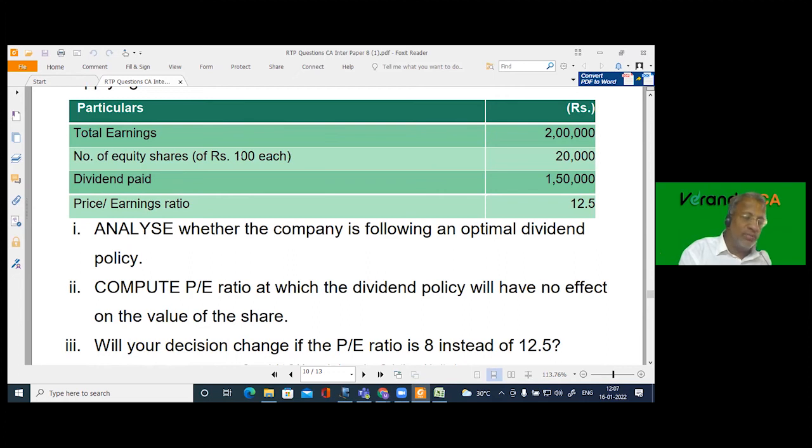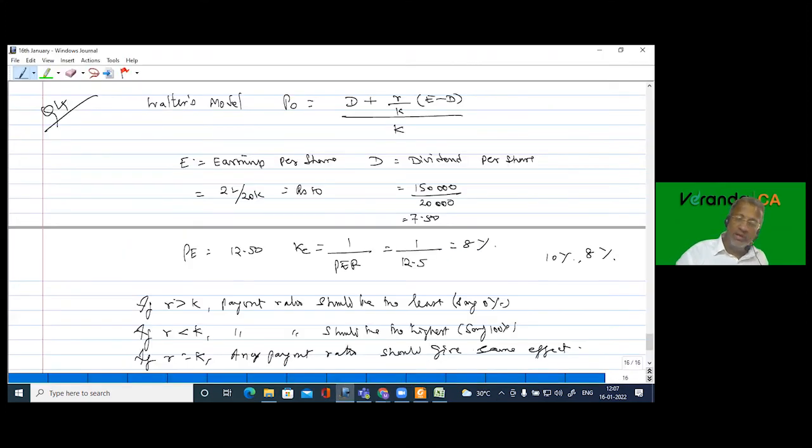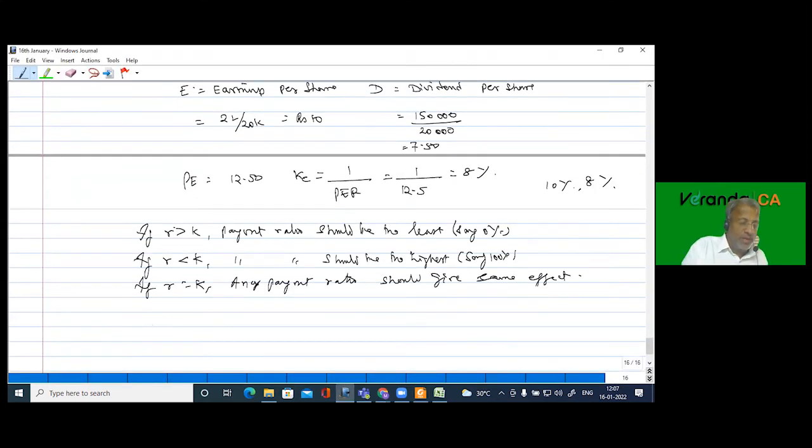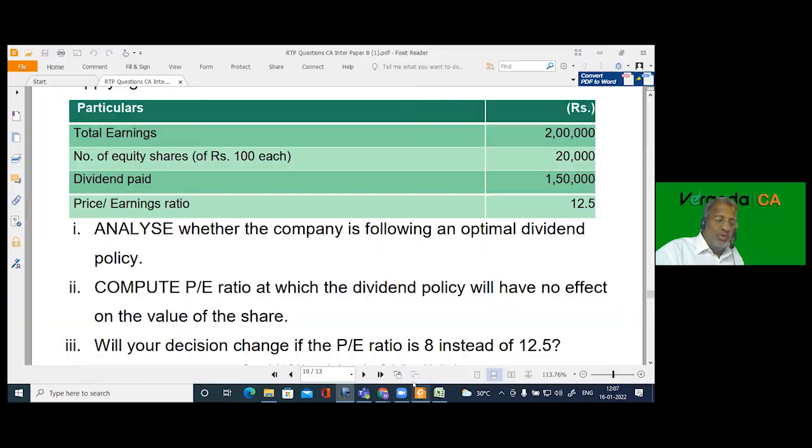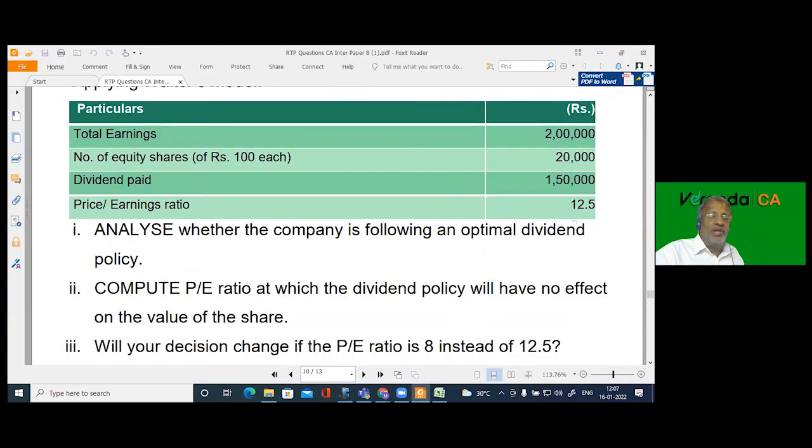So when you have the number of shares of rupees 100 each, with 2 lakhs as the capital with 20,000, the return on equity is 10%. Or in this case it is earnings divided by equity: 2 lakhs divided by 20,000 into 100, which gives you 10%. Now you can understand and analyze whether the company is following an optimal dividend policy.